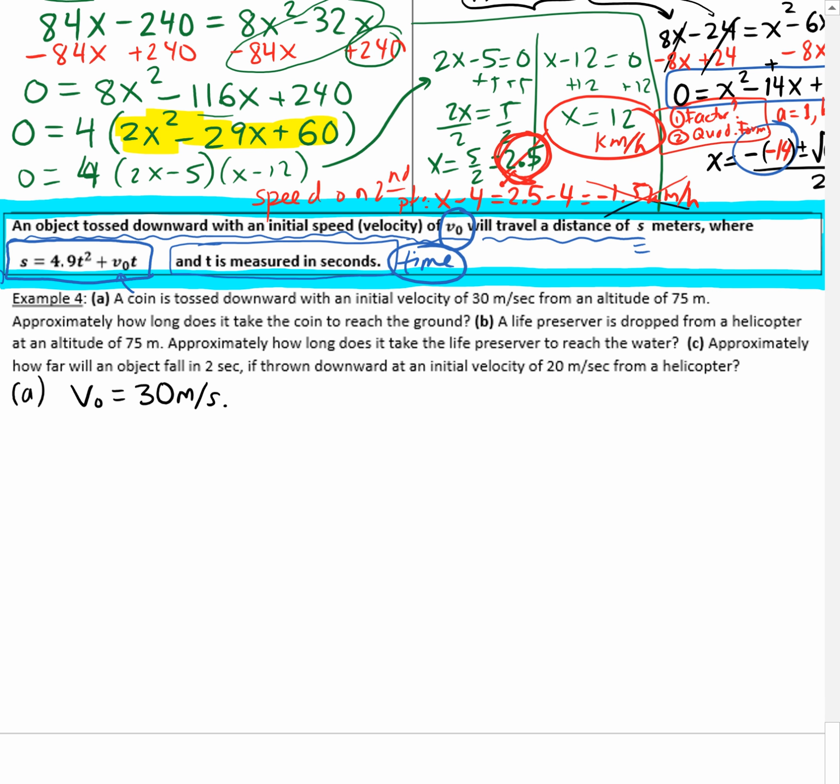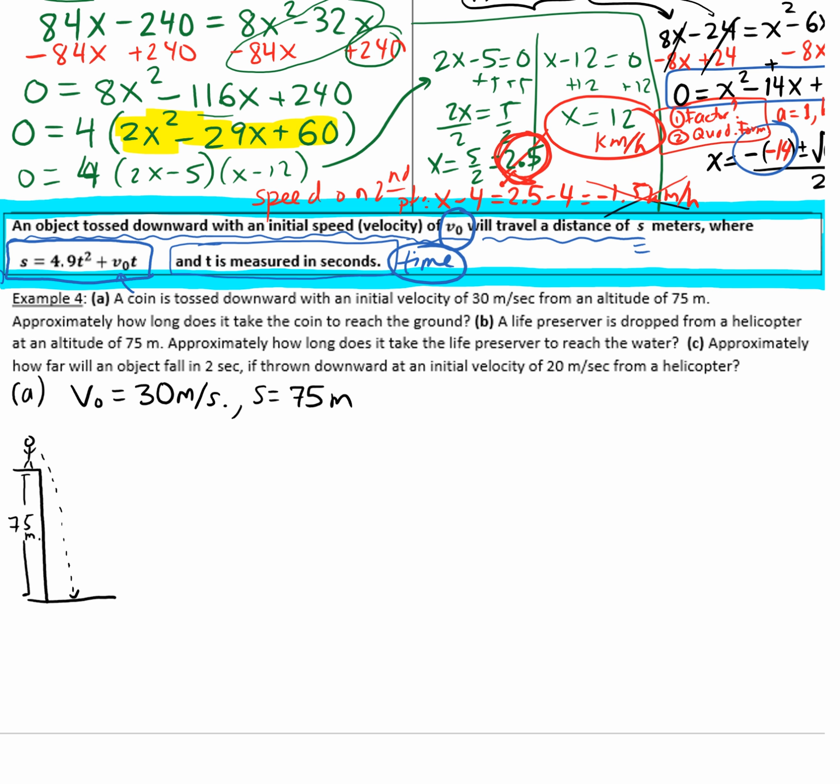Okay, well I guess that means s must be 75, right? Because it's saying you're tossing it from an altitude of 75 meters, and it's going to hit the ground later. They want to know when it hits the ground. So picture yourself, you're standing on something that's 75 meters tall. An altitude of 75. And you're throwing something downward, and it's going to land here. So it traveled 75 meters, right? Because that's what s stands for. s is how far it traveled.